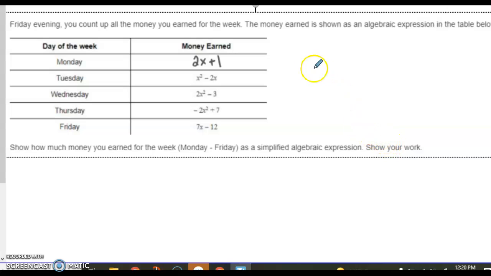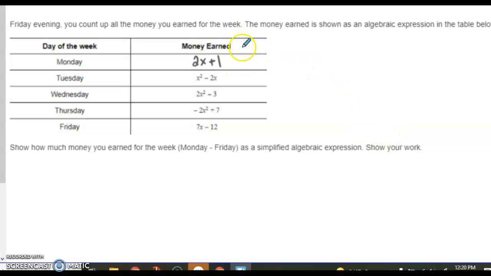and show your work. So basically, we want to take what we earned on Monday and Tuesday and Wednesday and Thursday and Friday, and we want to add them all together. We want to get the total for the whole week. So that's what we're going to do.